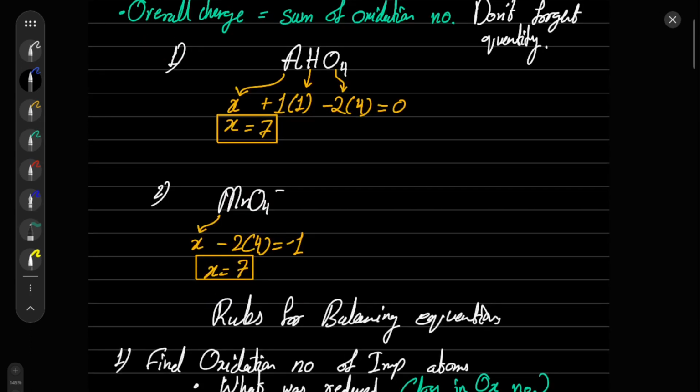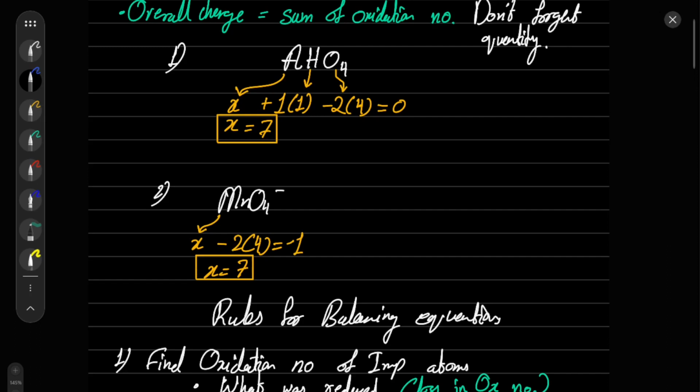Similarly, you can figure out the oxidation number of manganese within MnO4 negative, using the same methodology. You have X being the oxidation number of manganese, -2 being the oxidation number of oxygen, and 4 being the quantity of oxygen. That should equal -1, because the overall charge of this substance is -1. That way you can figure out the oxidation number is 7.